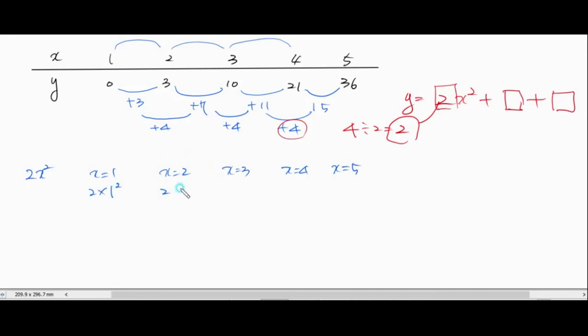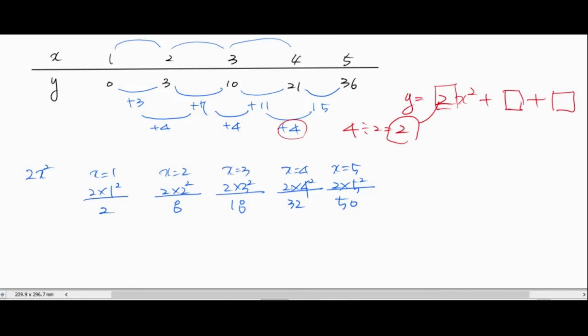This will be 2 multiplied by 1 squared, 2 multiplied by 2 squared, 2 multiplied by 3 squared, 2 multiplied by 4 squared, and 2 multiplied by 5 squared. And let's calculate this out. Then this will be 2, this will be 8, this will be 18, and then 32, and finally 50.